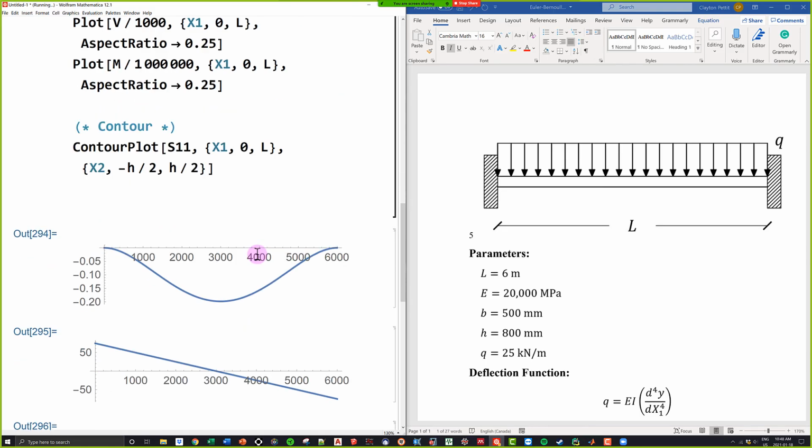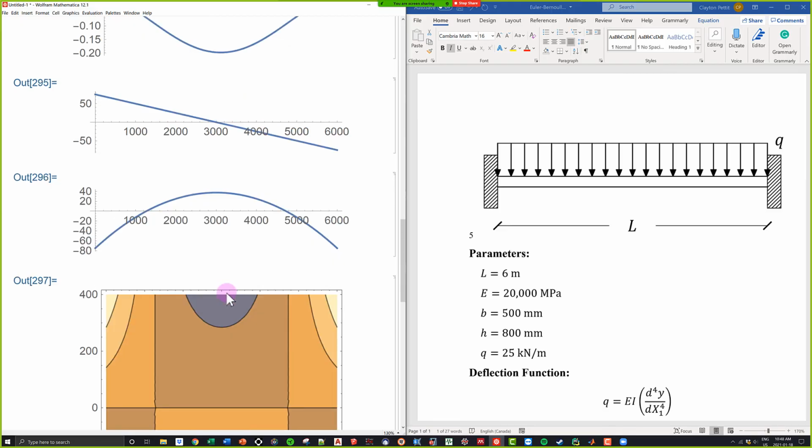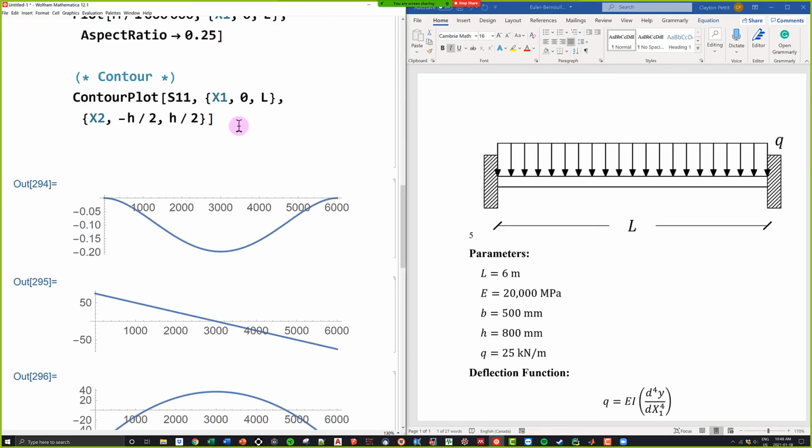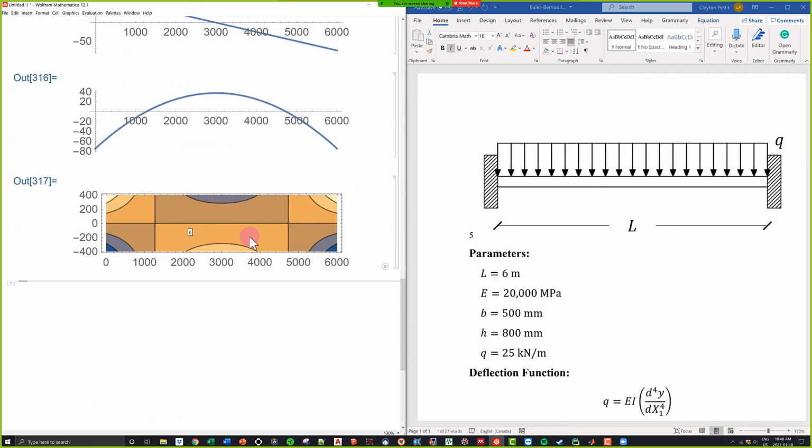All right, so if I were to run this, scroll all the way down, I now have my contour plot of the stresses. So what I'm going to do really quick is add in that aspect ratio just to make it look a little bit nicer. So these are my contour plots.